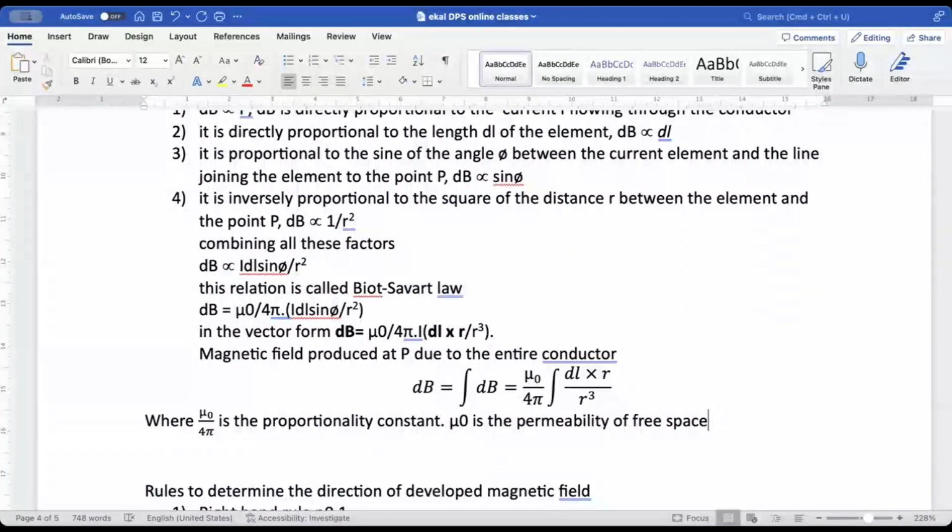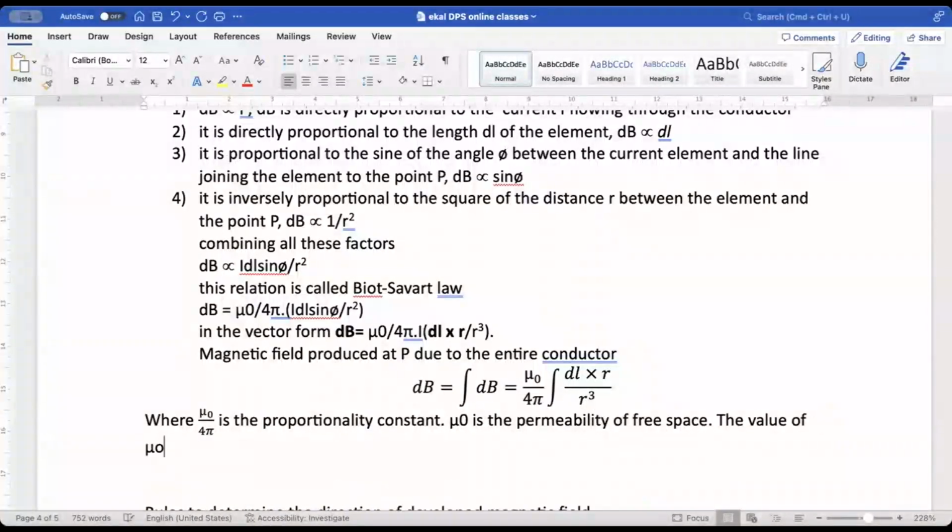And the value of mu naught, the permeability of free space, is equal to 4 pi into 10 to the power minus 7 Newton per ampere square. That's it.